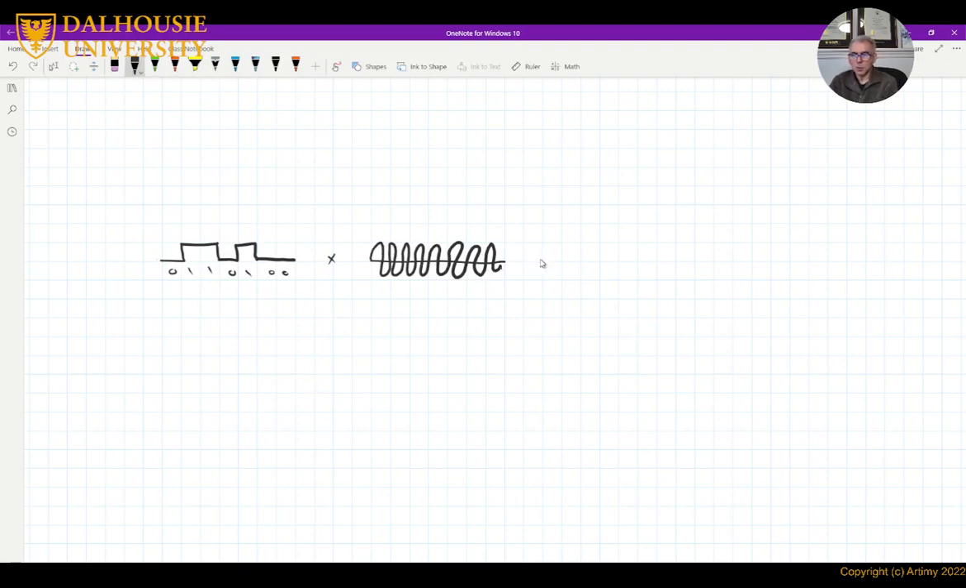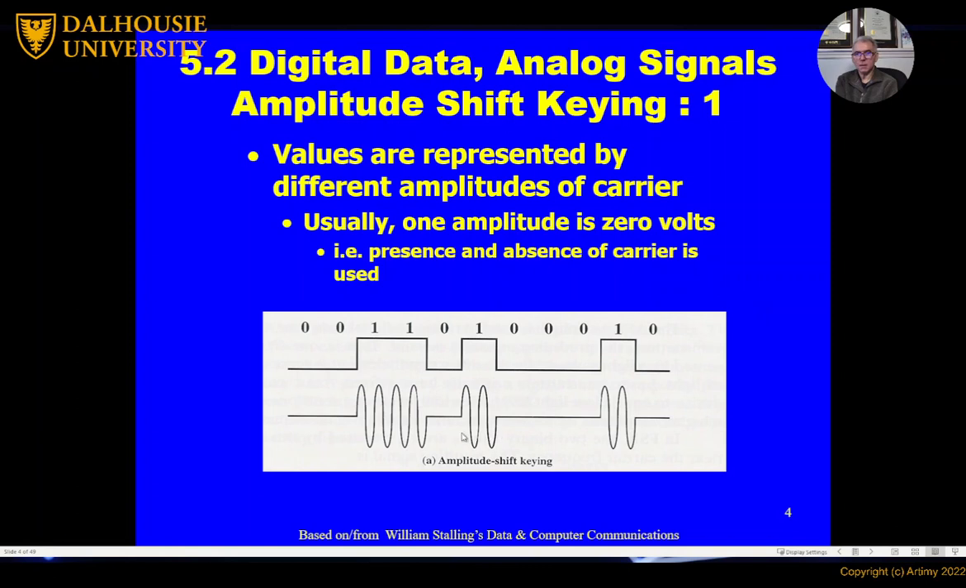what I will end up with is, when I multiply 0 with the sine here, nothing happens, it's 0. When I multiply the 1 with the sine wave, I'll get the sine wave. 0 multiplied by sine is 0, and so on. So what we get is amplitude shift keying.